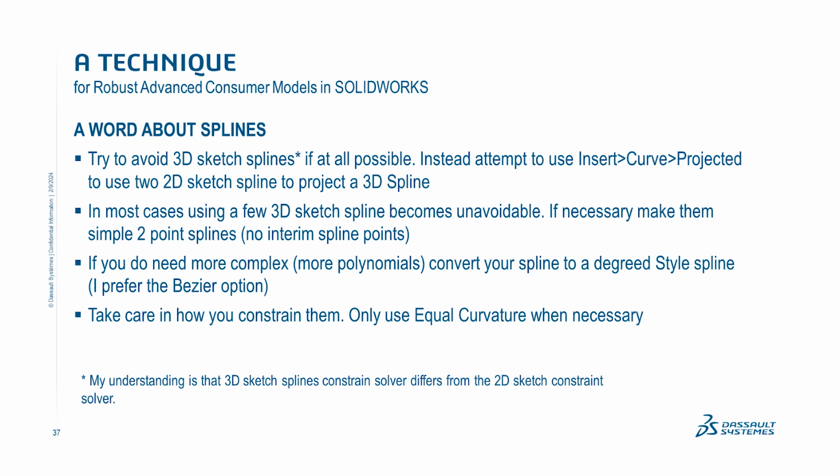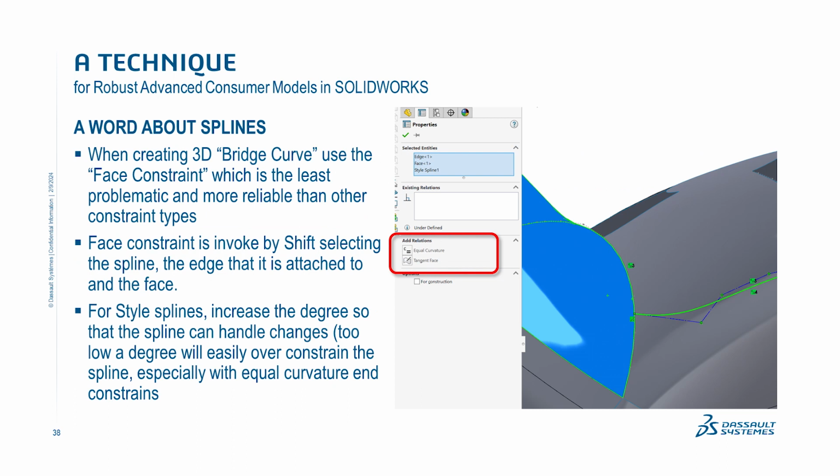Yeah, so that's my recommendation for that. Also, how you constrain 2D and 3D sketch splines is important, and I'll talk about that in a minute here. So let's go to talking about this special constraint that I use that I find more robust than some of the other constraints. And if we go back to our model, I'll just demonstrate that.